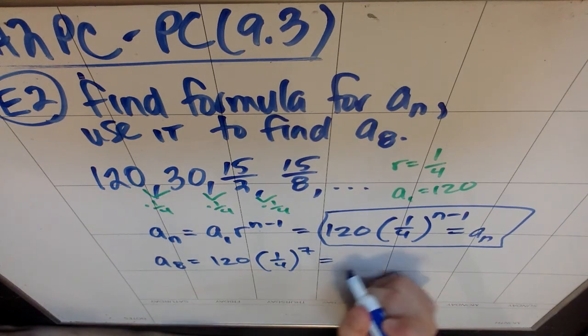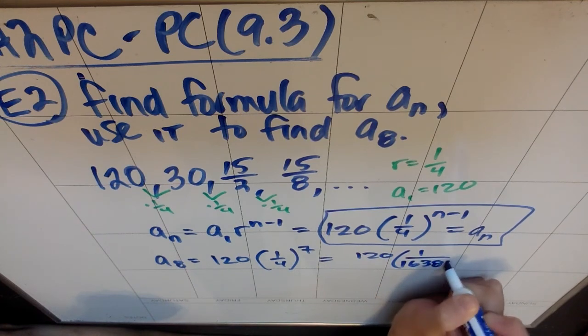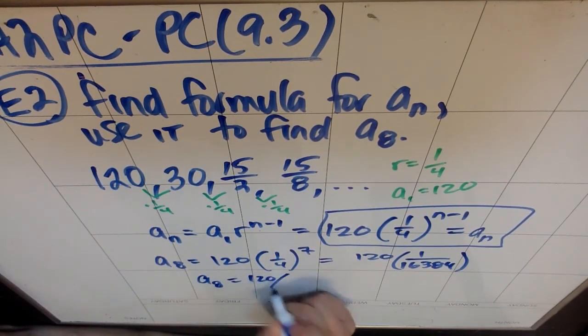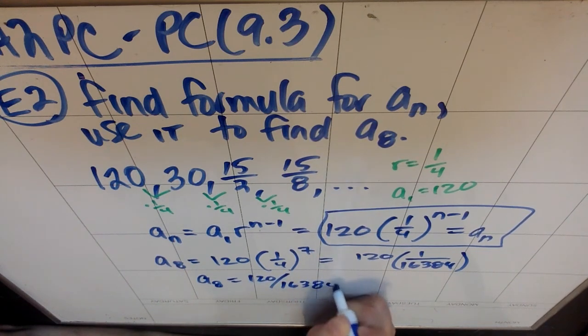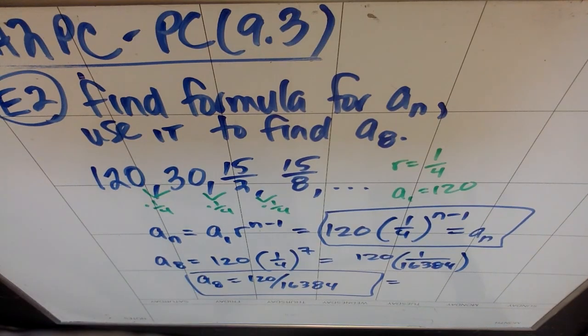So I'm going to get that this is 120 times (1/16)^3, 8, 4, right? So I'm going to get that the 8th term is 120 divided by 16^3, 8, 4. Great. That's fine. If you want to simplify it, you can. You can make your calculator do that. I'm not sure if you're familiar with it. You can do 120 divided by 16^3, 8, 4, right?